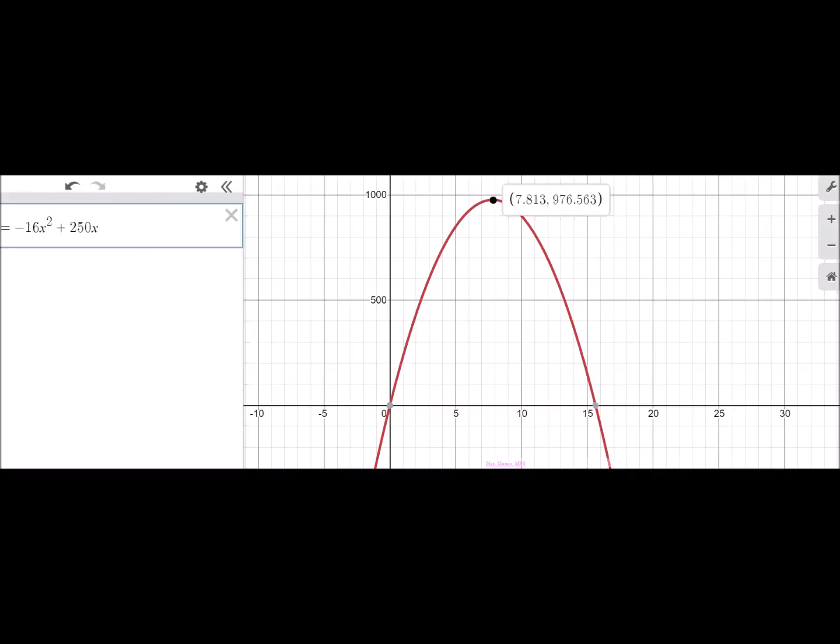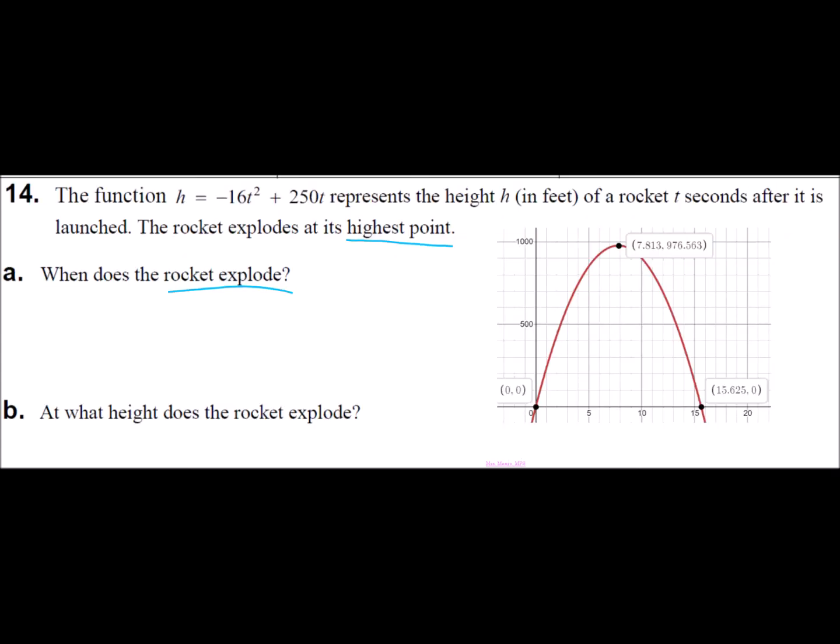So let's go back, and I'm just going to take a picture of this because, all right, as we look at this, it explodes right here. So when? The question is when. This is where students fall apart. It's not asking where, it's not asking for the height, it's asking when. When means time, and that means that we are looking for seconds. So in this case, the time is at about 7.8 seconds.